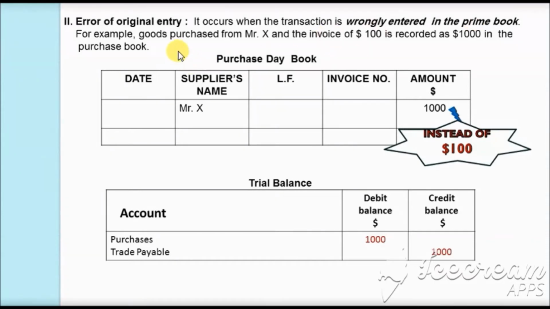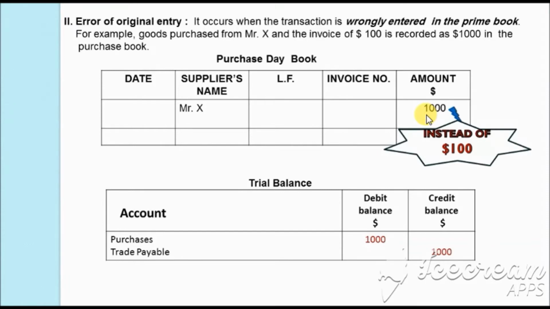I have explained this with an example here where the goods have been purchased from Mr. X and the invoice is of $100, and it was recorded as $1,000. That is, an additional zero was mentioned in the purchase day book, and as the purchase day book is the place where we record the transaction for the first time, the error may proceed to the other books of account. That is, we may record the same thing in the ledger as well, because we have not located this error, because the invoice may not have been located or Mr. X may not have demanded the money, and still we think that we owe Mr. X $1,000.